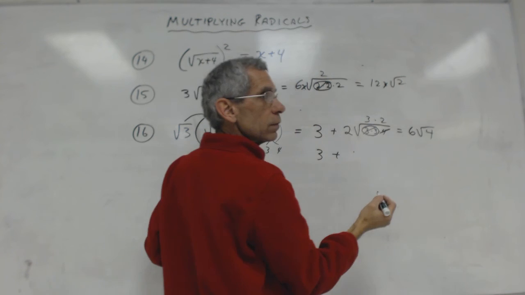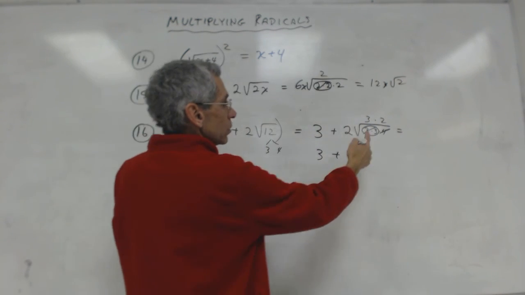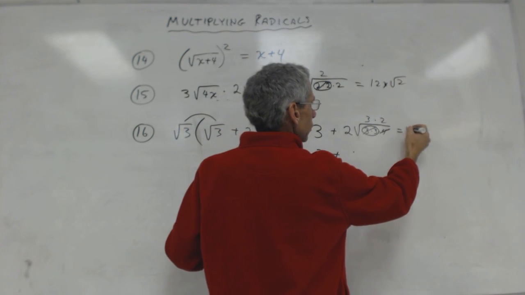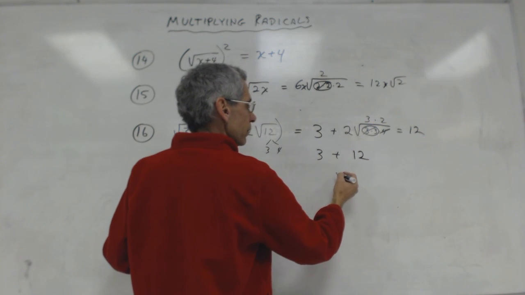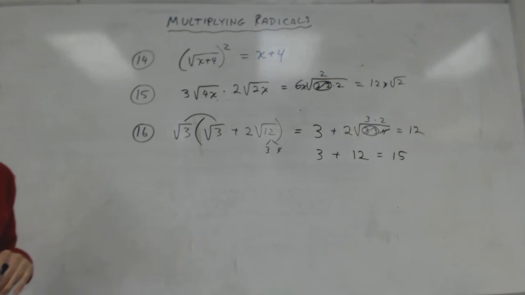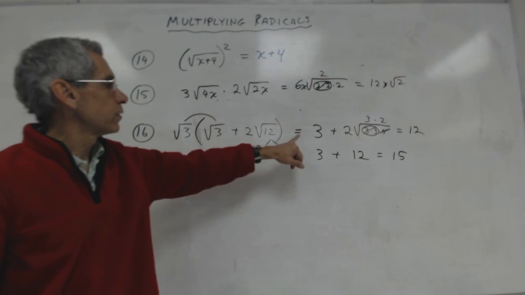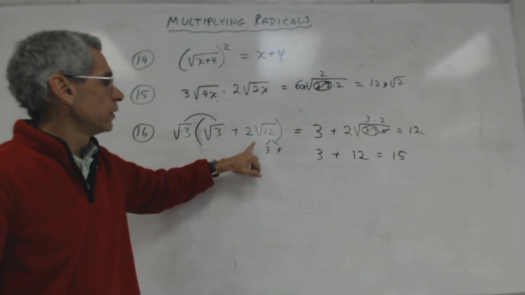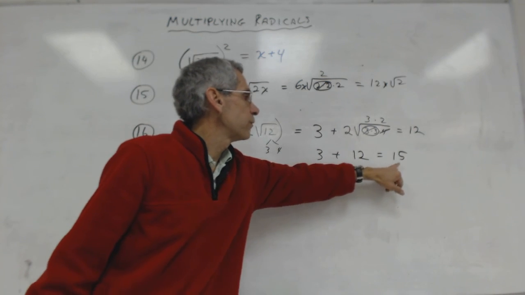You're right. Sorry, I just wasn't thinking. So we've got 2 times 2 is 4 times 3 is 12, right? So your answer is 12. So it's 3 plus 12, which is equal to 15. So let's look at this again. The square root of 3 times the square root of 3 is 3. The square root of 3 times 2 times the square root of 12 is, we figured it out, 12. So 3 plus 12 is 15.